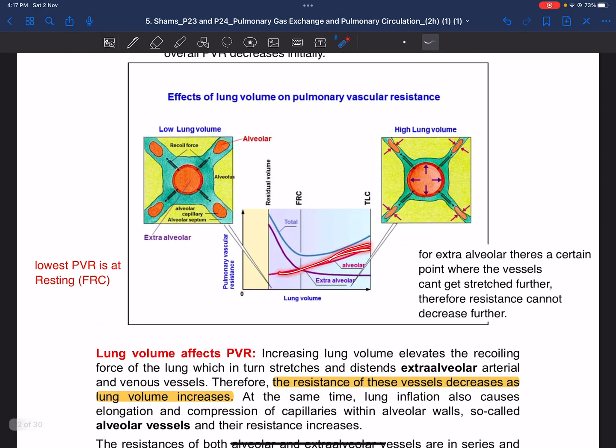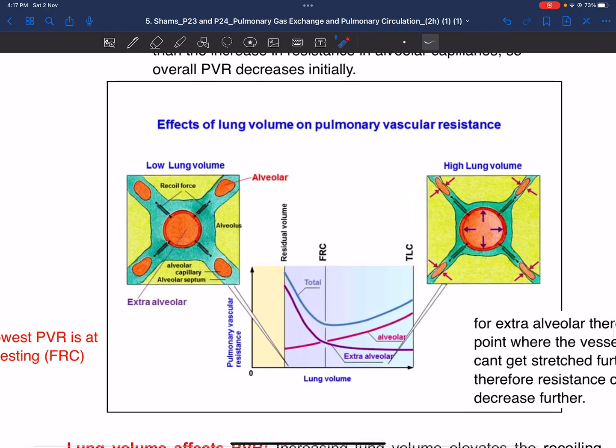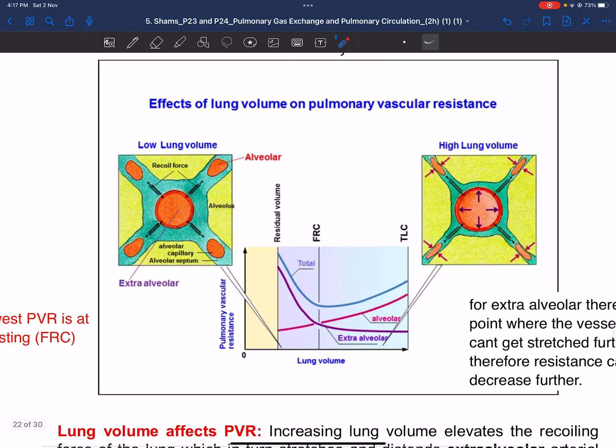And on the other hand, you have the alveolar, which is quite the opposite. So we have two graphs to help you understand it better. This is alveolar, and you have capillaries inside these alveoli.